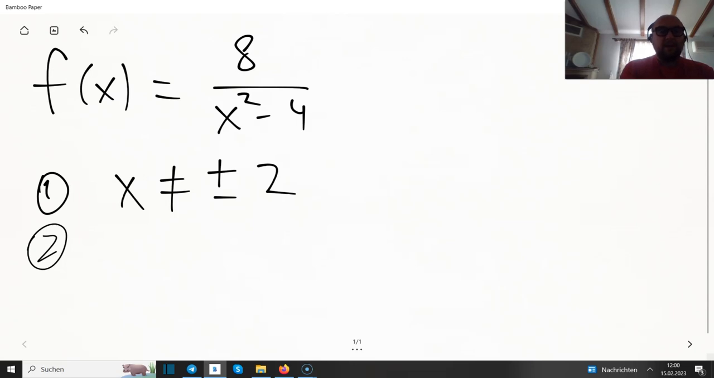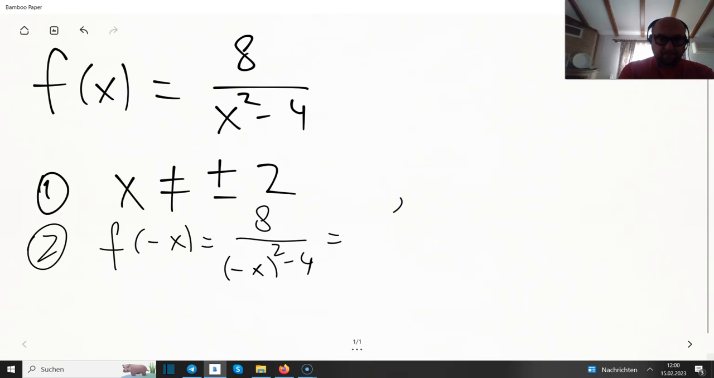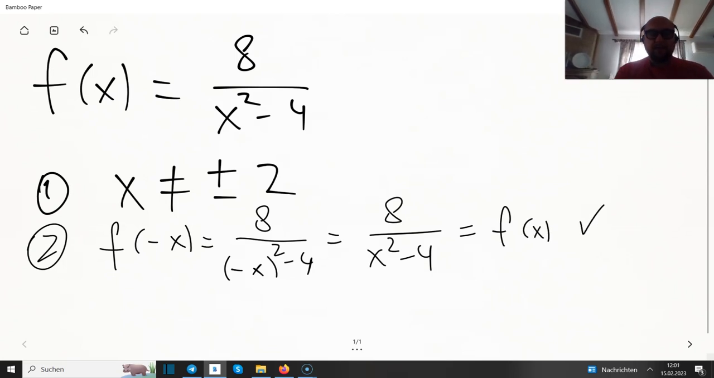Do we have a symmetry here? Yes, we do. Symmetry considering the y-axis because f of minus x would be equal to 8 divided over minus x squared minus 4. This is 8 divided over x squared minus 4, and that's the same as f of x. So check. We are symmetric, which means I only have to understand what's happening on one hand side, considering the y-axis, and the other hand side is immediately given.